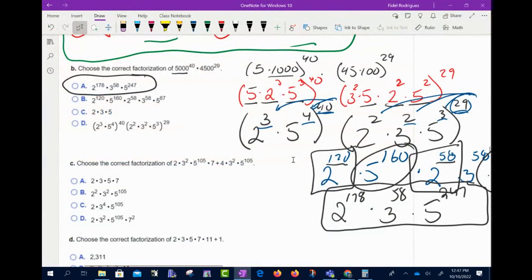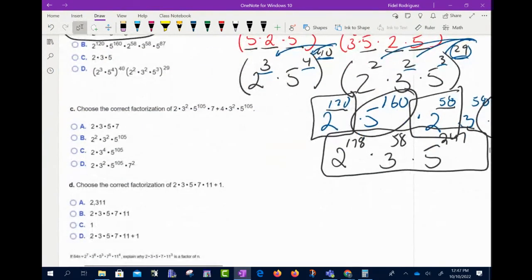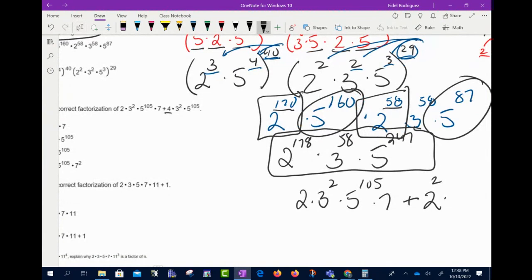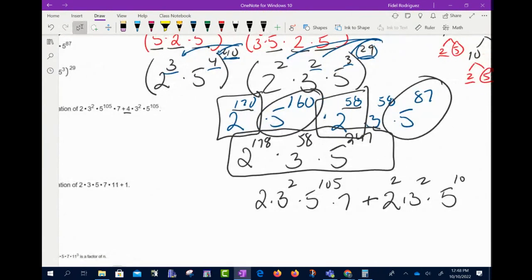Okay. So let me take a look at the next problem. I'm going to write it down over here to the side, y'all, because I'm kind of running out of room. So, let me just write it down over here. So we have 2 times 3 squared times 5 to the 105th times 7 plus. Okay, guys, I'm going to rewrite that 4. What's another way I can write 4? 2 times 2, which is the same thing as 2 squared, right? Let's see, times 3 squared times 5 to the 105th.